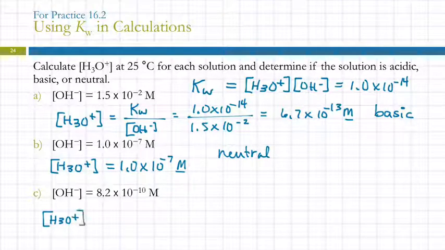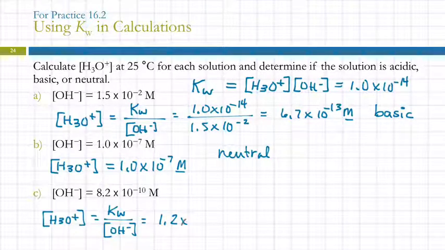So this one down here, hydronium ion concentration equals Kw over the hydroxide ion concentration. So we take 1 times 10 to the minus 14 and divide by 8.2 times 10 to the minus 10. That gives 1.2 times 10 to the minus 5. So here, the hydronium ion concentration is higher, so this is acidic.